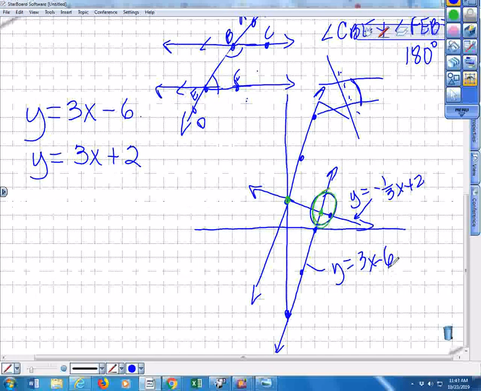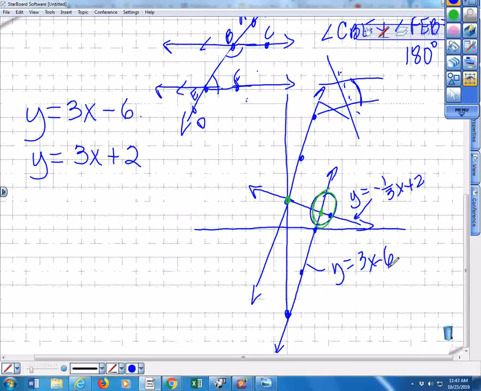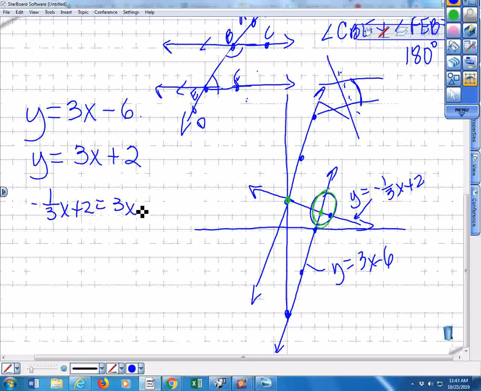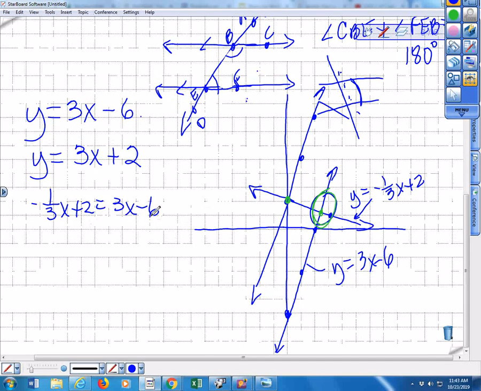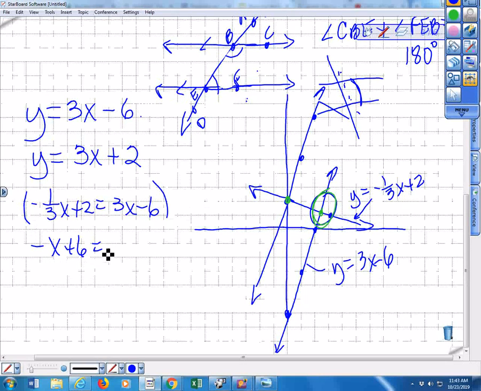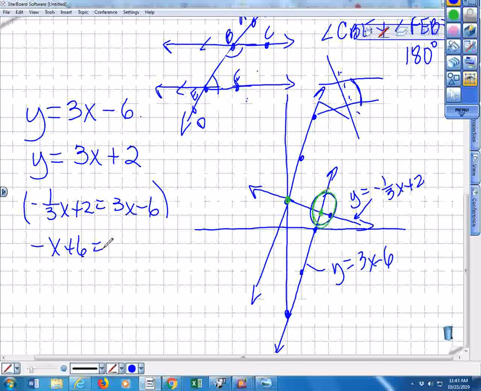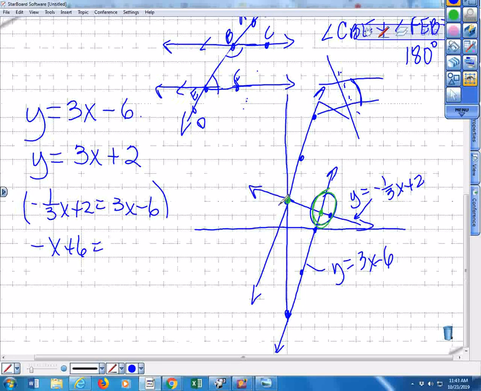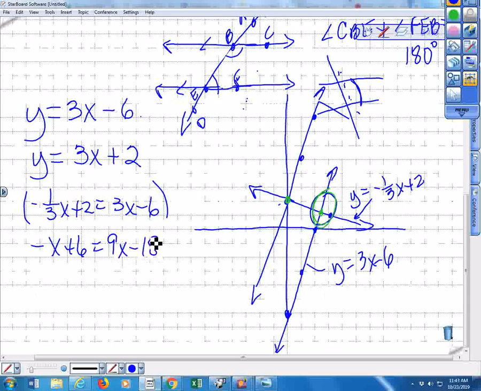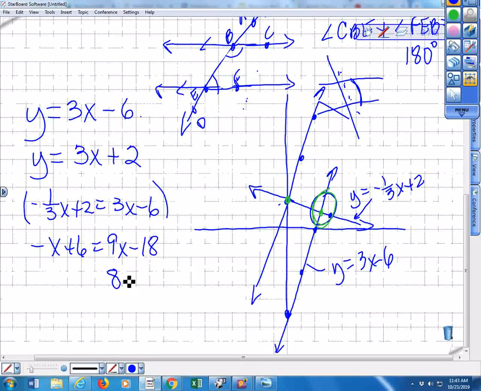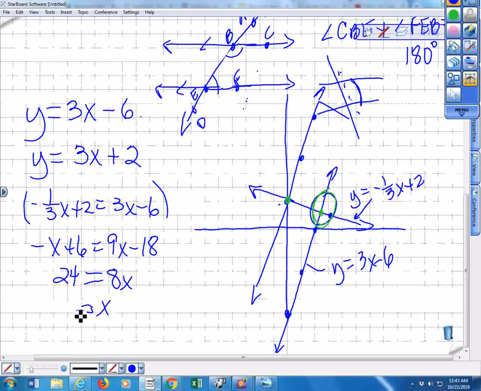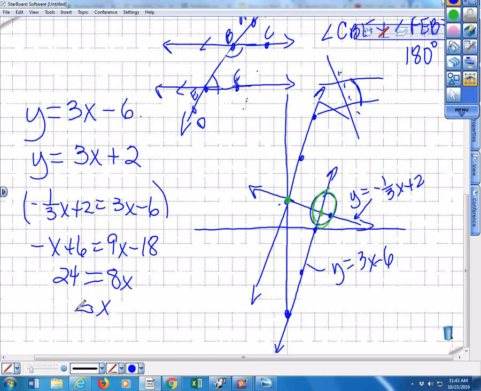So now I'm going to set these two equal to each other. An easy way to get rid of the fraction? Multiply everything by 3, or the denominator. Does it have to be the opposite line? Yeah, because you already know this point. Okay. -x plus 6 equals 9x minus 18. So 8x equals 24. 24 over 8 is 6 over 2, which is 3.